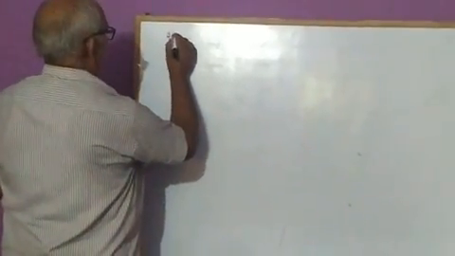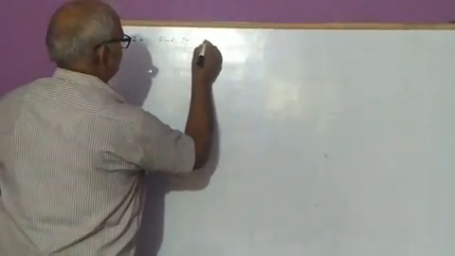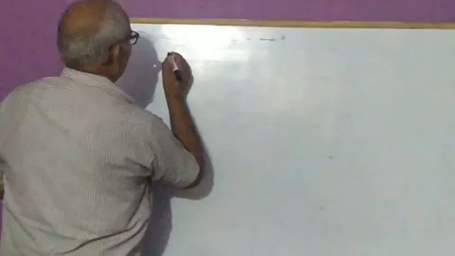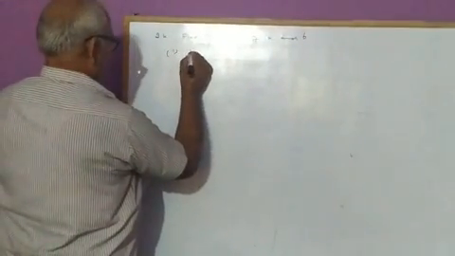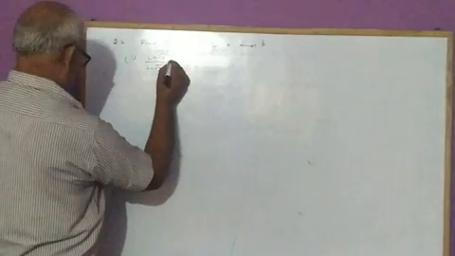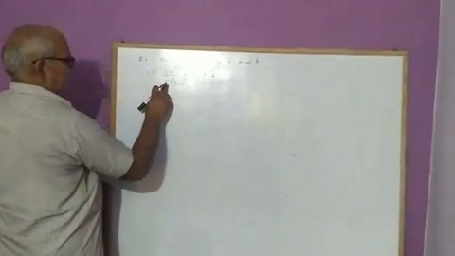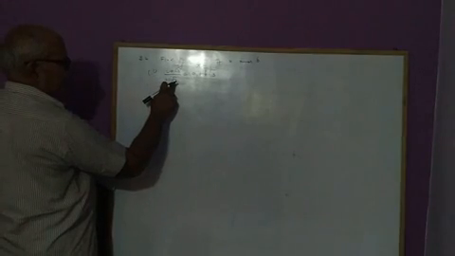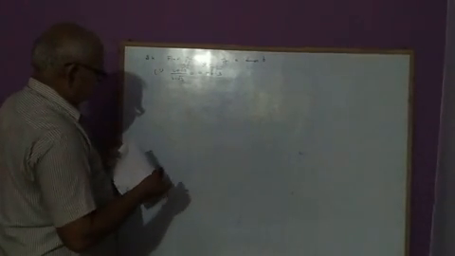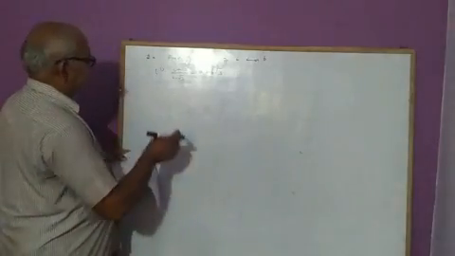Question number 4. Find the value of A and B. If first, (2 plus root 3) upon (2 minus root 3) is equal to A plus B root 3, it is also solved by rationalizing 2 minus root 3, and in the same process you can solve this. Question number 3 is also in this form.